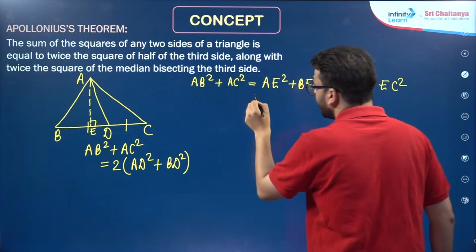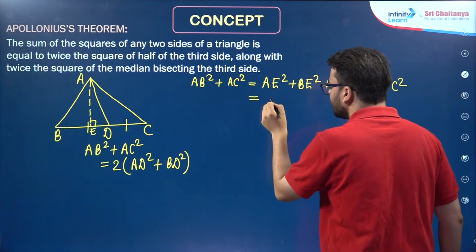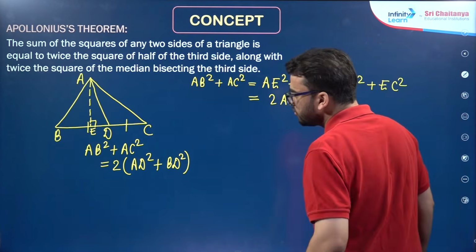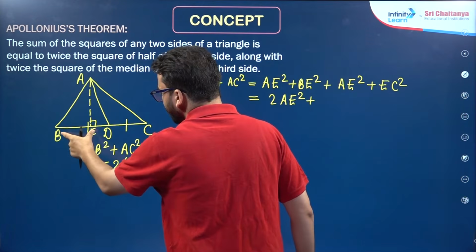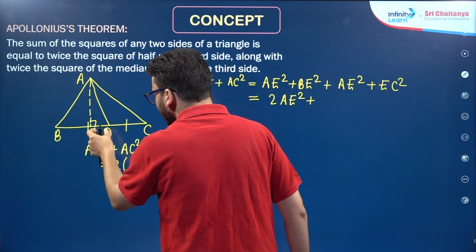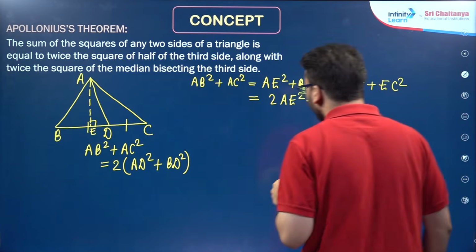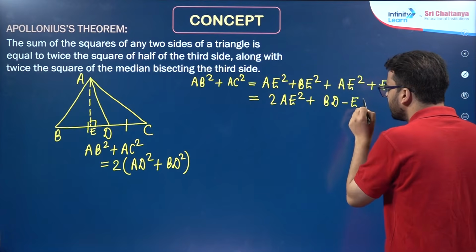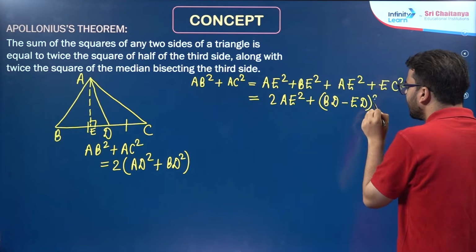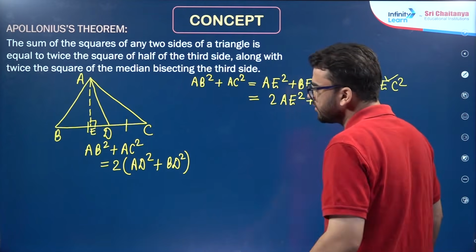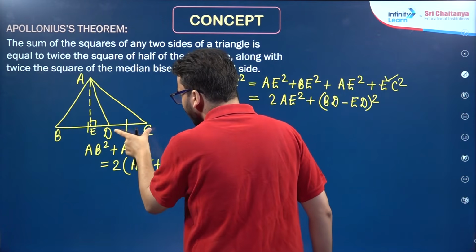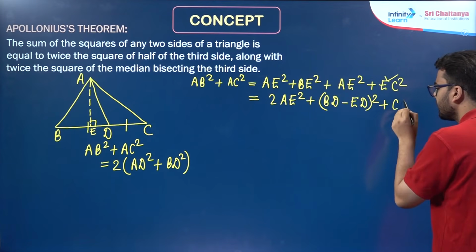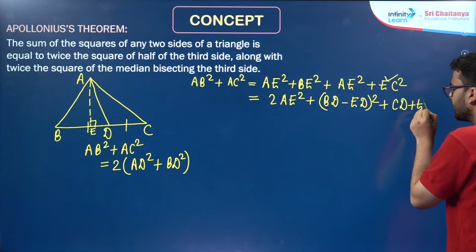Now you see over here, we have got 2 AE squares. So 2 AE square plus BE over here. In place of BE, we can write BD minus ED. So BE is BD minus ED, the whole square. In the same manner, in place of EC over here, we can write CD plus ED, the whole square.